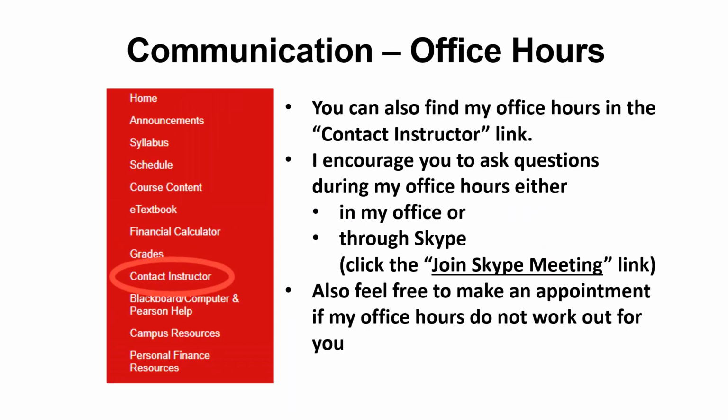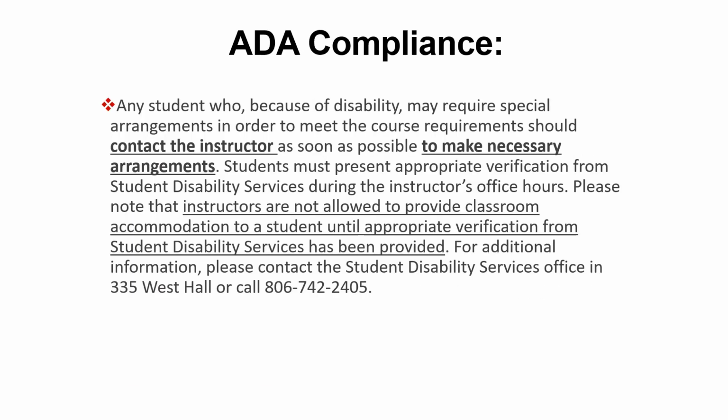You can also find my office hours and my office room number in the Contact Instructor link. You are welcome to visit me during my office hours or by appointment. If you need accommodation for disability, please first contact Student Disability Service and then send me an email via Blackboard or visit me during my office hours. I will then make accommodation for you. According to the university regulation, the instructor cannot provide any accommodation before the student contacts the instructor, so it is important for you to contact me.